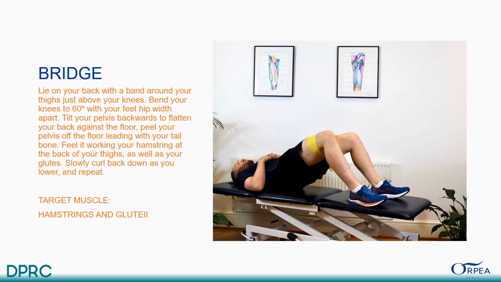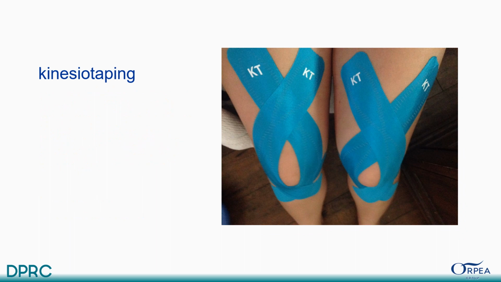Next is bridging with a TheraBand. Lie on your back, knees bent to 60 degrees, tilt your pelvis backwards, flatten your back and lift your backbone off the table. Feel your hamstrings and the back of the thighs as well as your gluteus. Curl back down. The hamstrings and gluteus are targeted. Next is the kinesiotaping method for stabilizing.